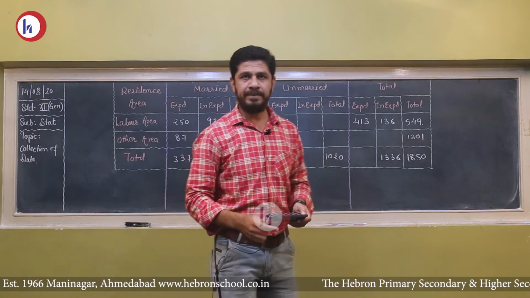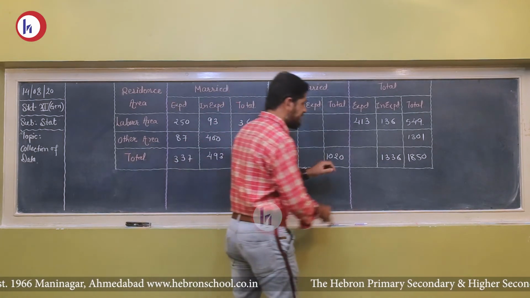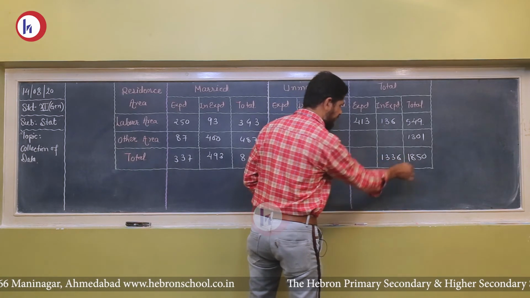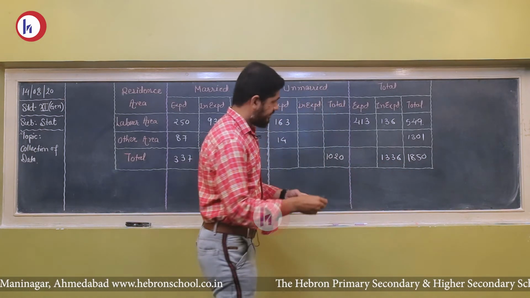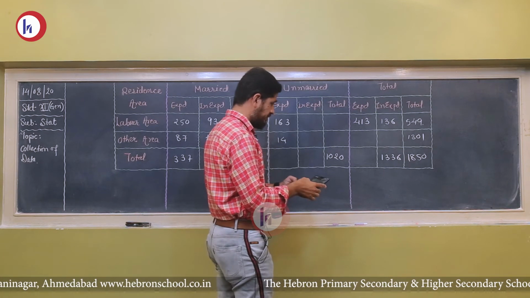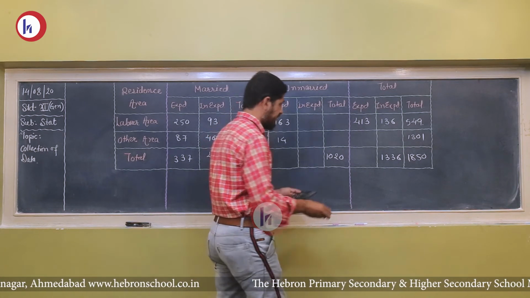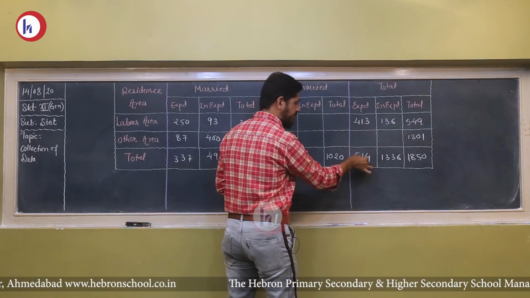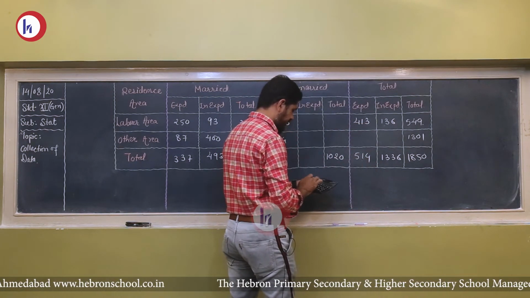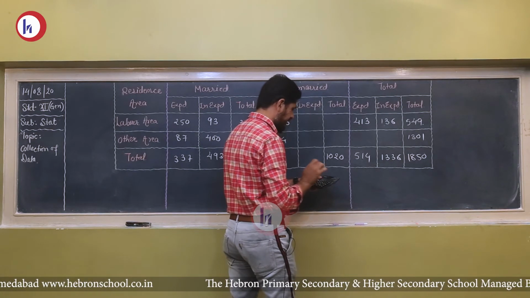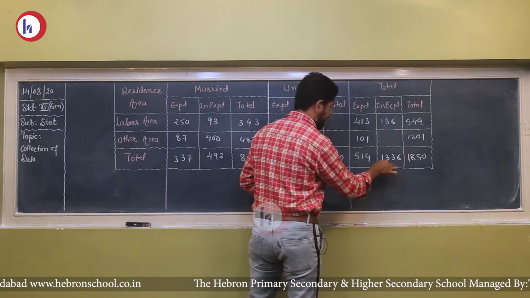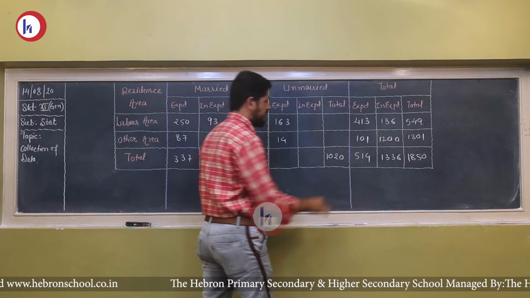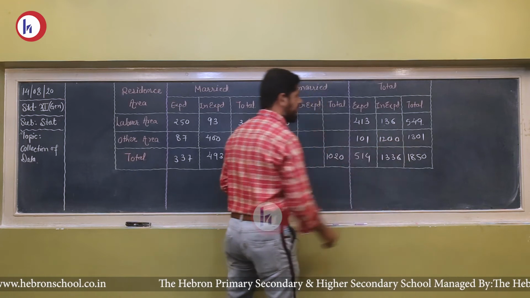1301. Okay, and then we will deduct 1336 from 1850. So 1850 minus 1336 will get 514. Now subtract 413 from 514. So 514 minus 413 will get 101, and here 1200. The sum of 1200 plus 101 will be 1301.